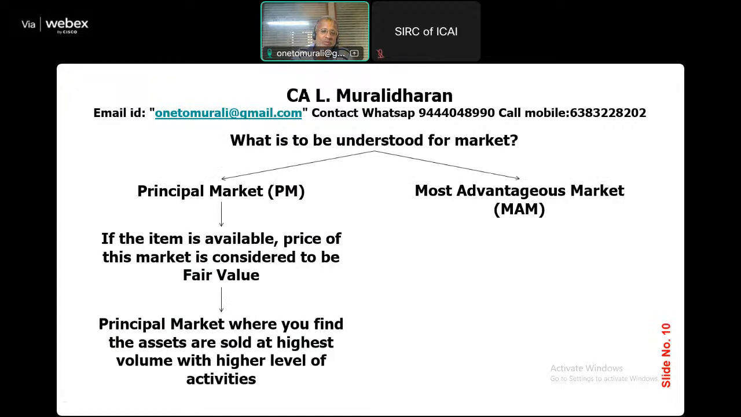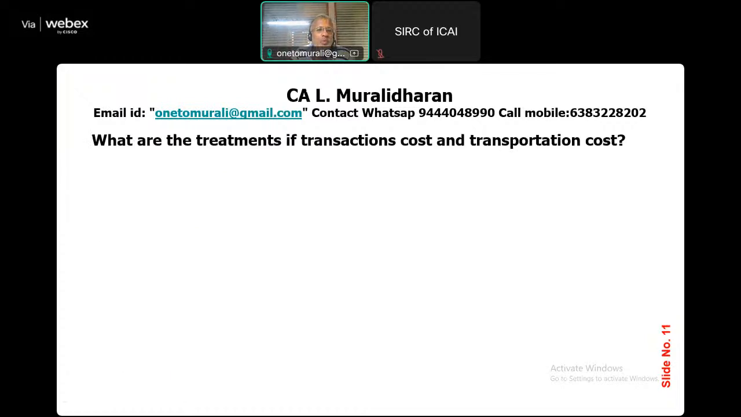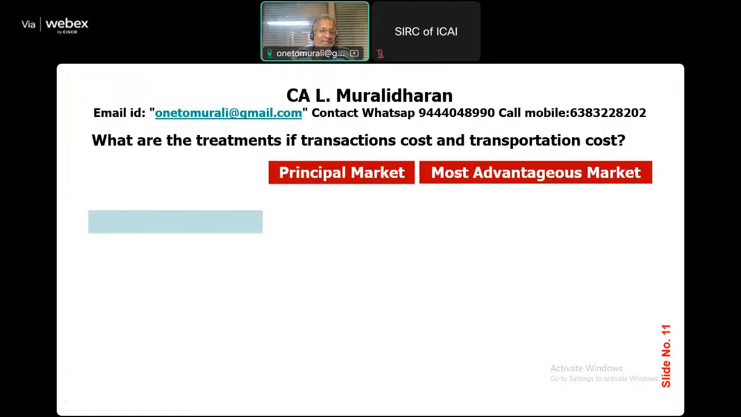Most advantageous market would mean where you do not have this principal market, you have to take up the most advantageous market. So principal market normally for identical, for level 1 activities you can take up. For level 2 and level 3, you take up most advantageous market. What are the treatments of transaction cost and transportation cost? All of you please understand, this is a very, very important area. People might just simply not be understanding the concept well. I will try doing this discussion, and out of that immediately we will solve one problem.